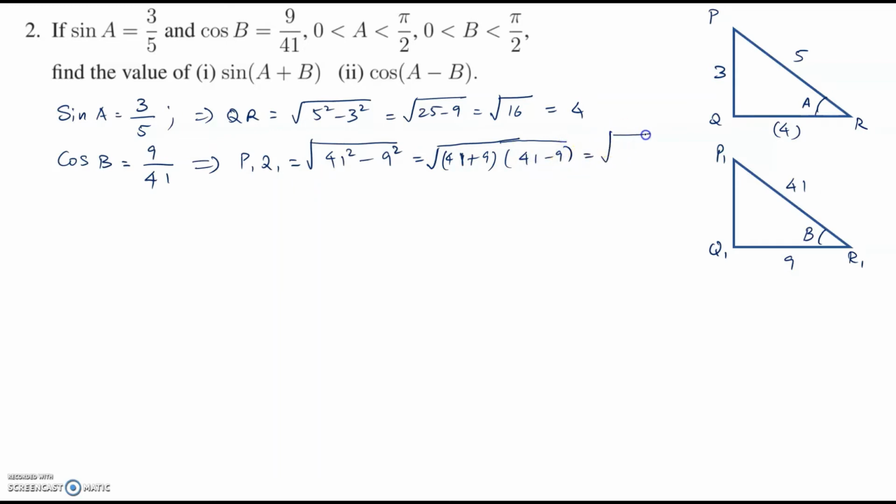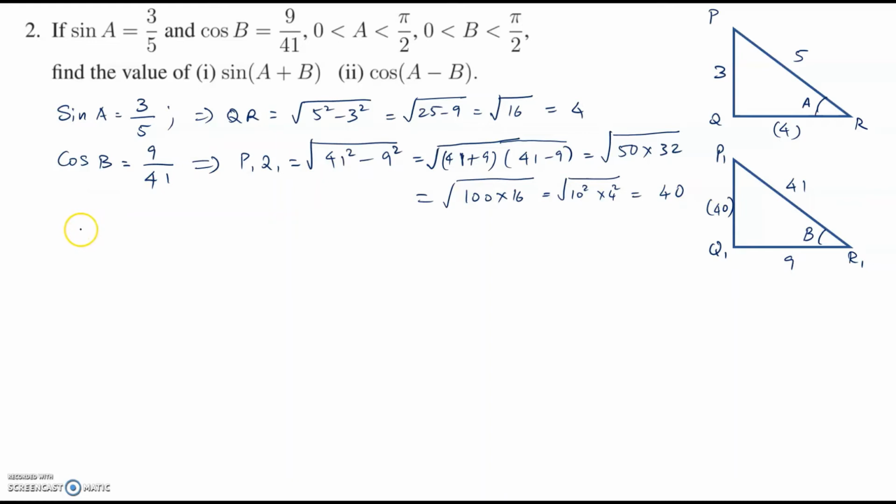So (41 + 9)(41 - 9). So that will be equal to square root of 50 into 32. So further, if you make this 16 into 2 and make the 50 as 100, this becomes 100 into 16, which is nothing but root of 10 squared into 4 squared. So your answer would be 40. So your P1Q1 is 40.